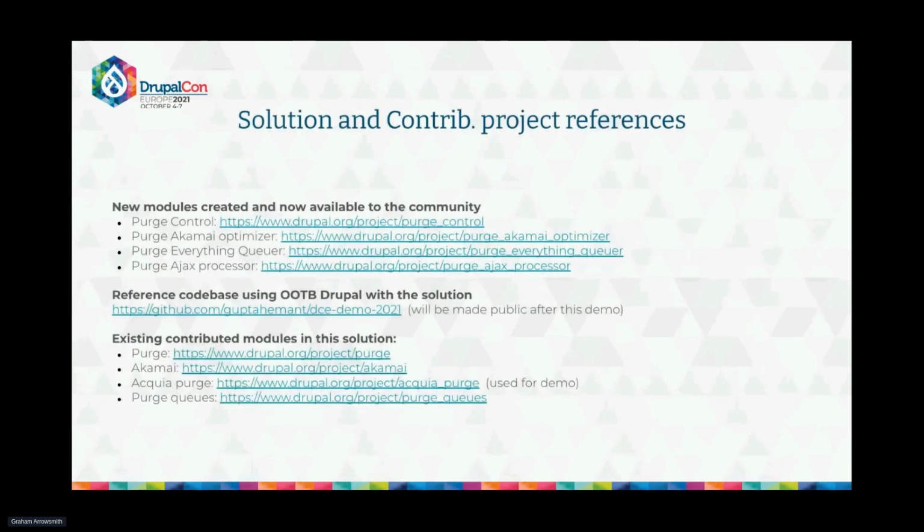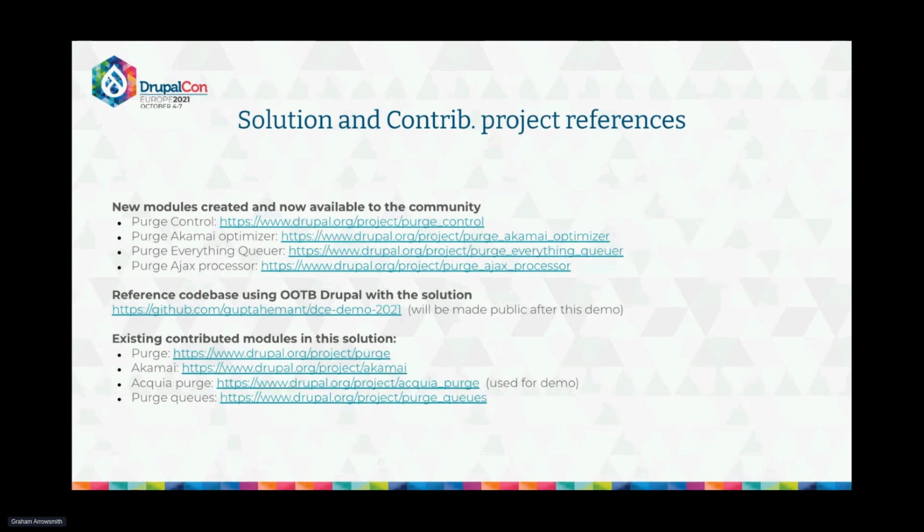Hemant, do you want to just share what's available to the community? Yep. So as part of our work, we finally decided that we will be open sourcing it as well, and we created 4 new contributed modules out of it. One is a purge control, which Graham was just mentioning, and after that, we wrapped up our whole Akamai specific solution into the Purge Akamai optimizer module. Then we separately added the queuing solution in a Purge everything queuer module, and the Purge Ajax processor to replace the late runtime processor for having the instant purging.